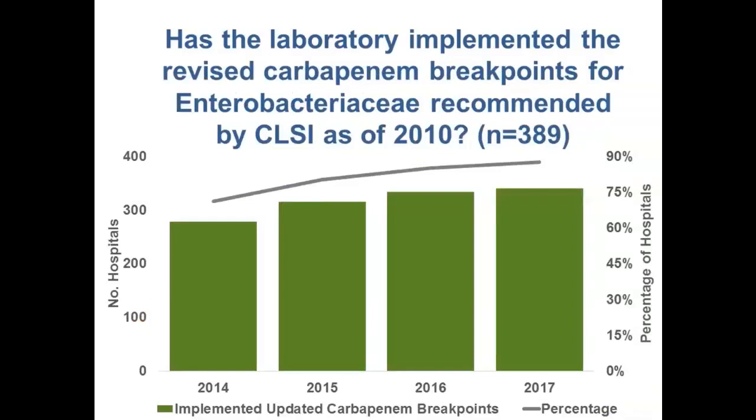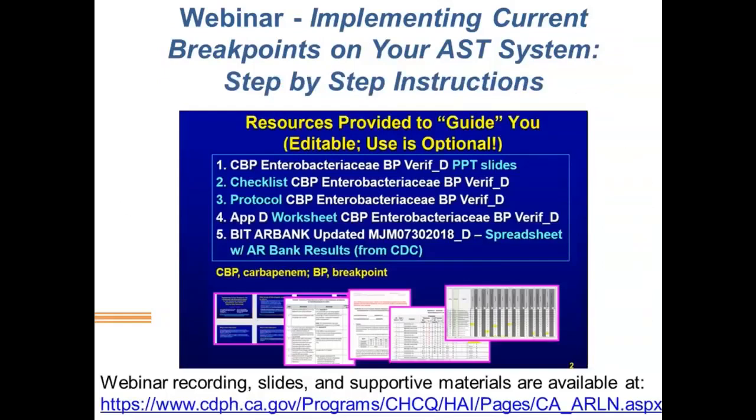Similarly, we see a similar trend as we did with the cephalosporin breakpoints. The gray trend line is from 2014 to 2017, showing the overall proportion of hospitals. We're approaching 90%. I believe in 2017 about 88% of all hospitals reported using a lab that used these updated breakpoints. That's great news. I'm glad we made a lot of progress, but we still need to reach out to those 12% of hospitals that use old breakpoints and figure out a way to update those interpretive criteria.